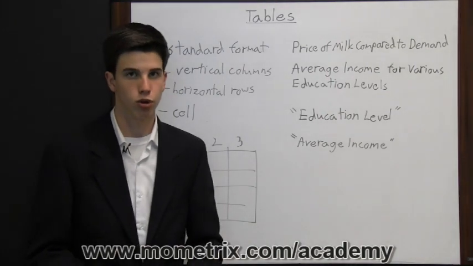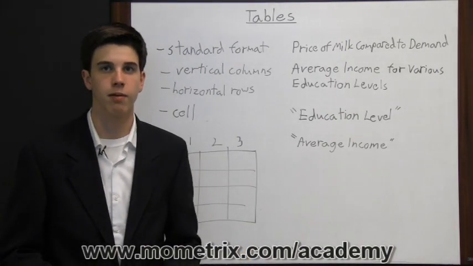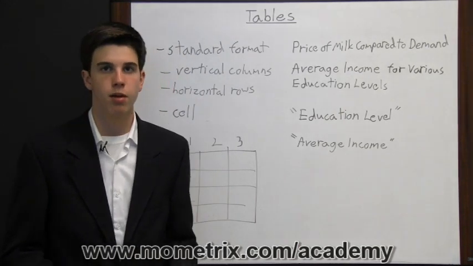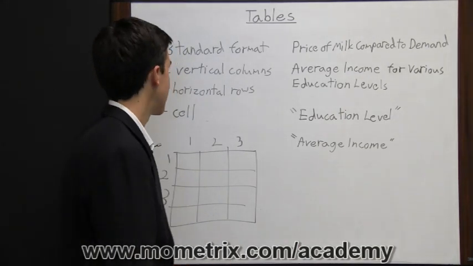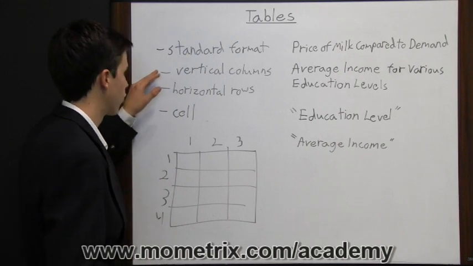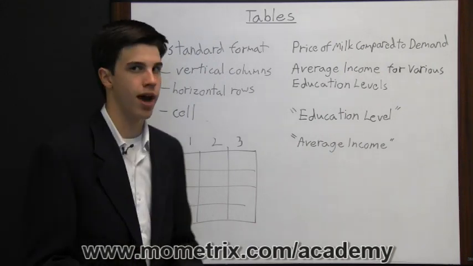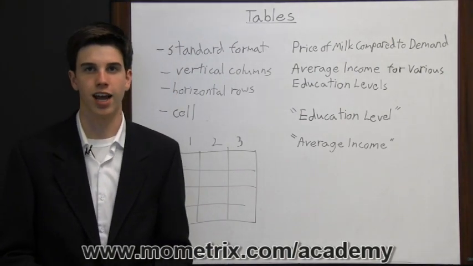So titles are very important because it helps the reader quickly identify what the table is about and determine whether or not they want to read it. But the important thing to remember about tables is that they always have a standard format of vertical columns and horizontal rows, which make cells. And the standard format makes tables easy to read and understand.